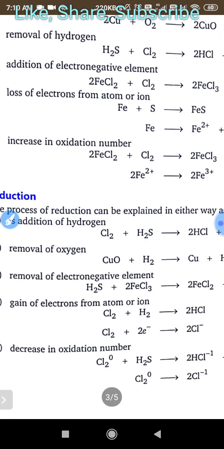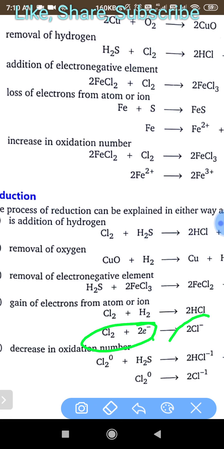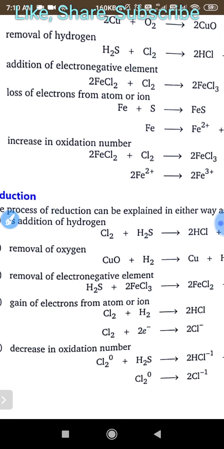And then gain of electron. If there is a gain of electron, it means this is the process of reduction. You can see here chlorine gains two electrons. It forms its chloride ions.